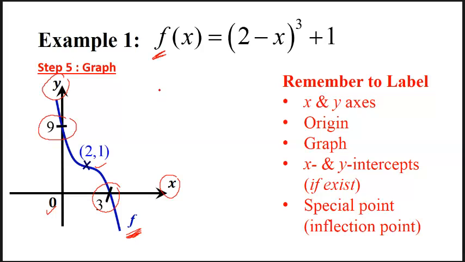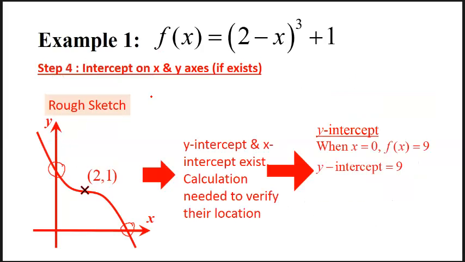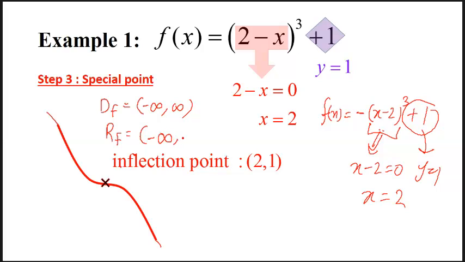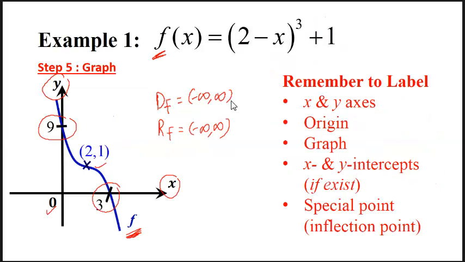By the way, in case you want to determine the domain and range, just now in step 3, after you have determined the inflection point, we can already see the answer. For the domain, as you extend the graph, how far to the left and how far to the right it can go, you find that to the left is negative infinity, to the right is positive infinity. For the range, how high and how low it can go, it goes as low as negative infinity and as high as positive infinity.